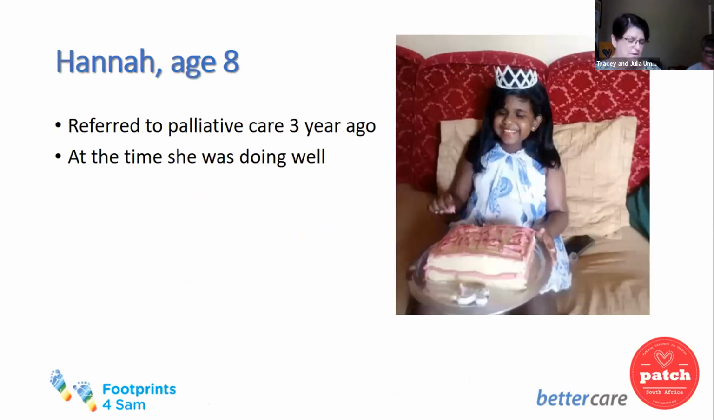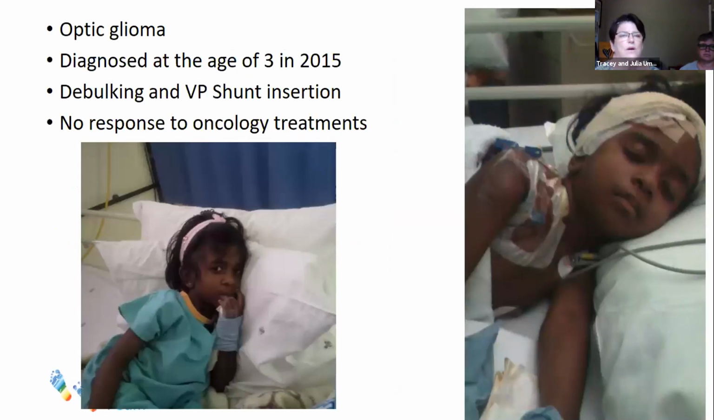So very briefly, because I know we're very short on time, I just want to talk about a little girl, Hannah. I have permission from her mother to use these. She was referred to us 3 years ago. She's 8 now, and at that time she was doing quite well. She was diagnosed with an optic glioma when she was 3 years old, and she'd had surgery for it, and she'd had a shunt put in to relieve the blocked hydrocephalus and the water in the brain.